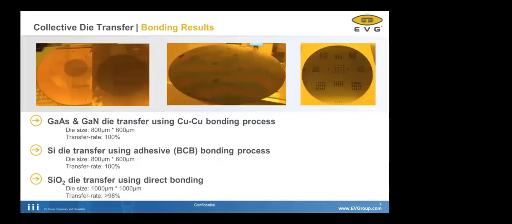Typically, what we see here is a bond result. What has been done was gallium arsenide and gallium nitride, where we have used copper. Its die transfer rate in this case was 100%. We also used silicon dies transferred using BCB for test reasons, also showing 100%. Or silicon oxide die transfer using direct bonding, also leading to a very high yield rate.